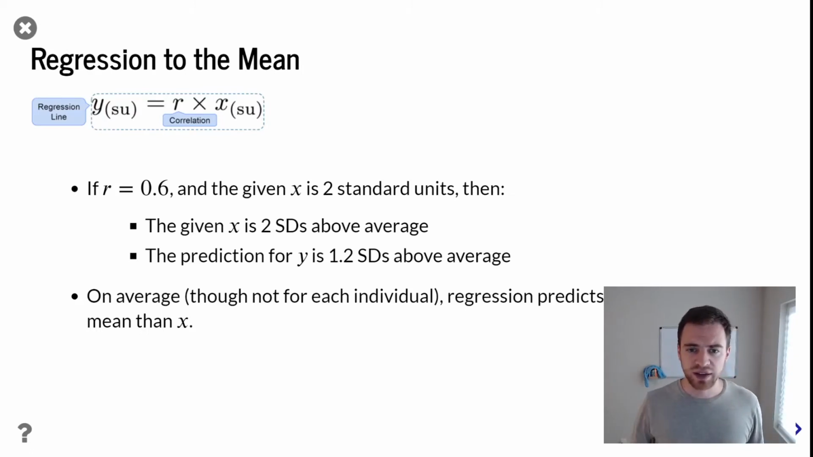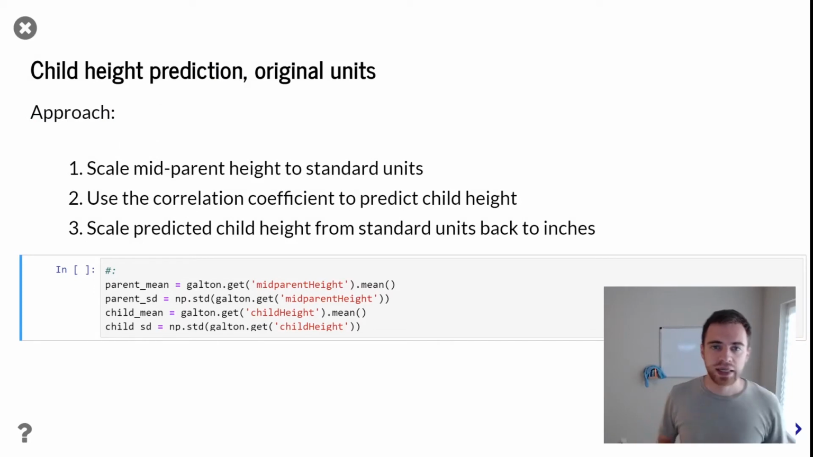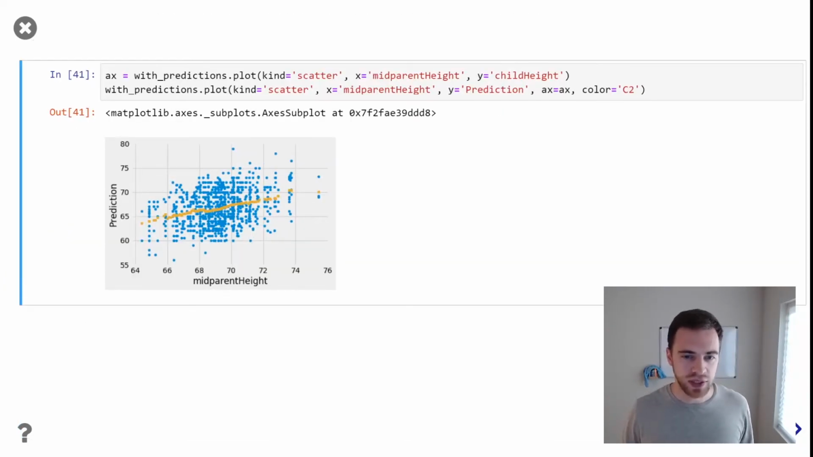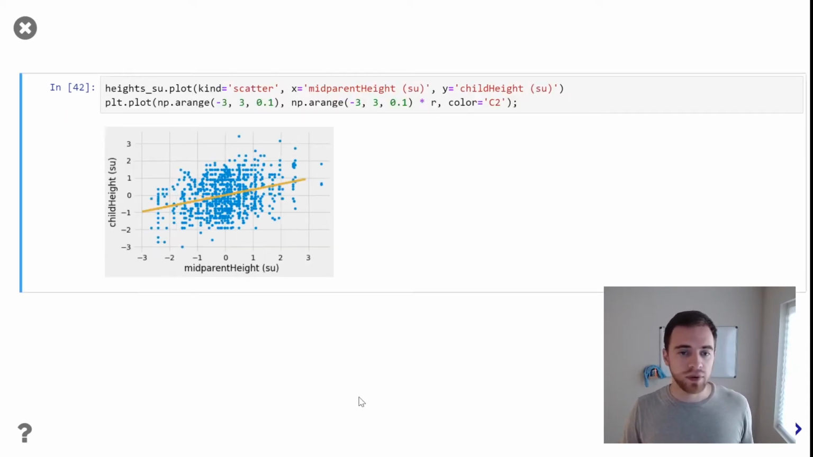This is just repeating what I said on the previous slide. Let's take a step back and say, what if I want to work in the original units, for example, inches? I can always make my prediction by converting the data to standard units and then converting my input. Say I want to predict the child height for a parent who is 1.5 standard deviations above the mean. If I'm given the mid-parent height in inches, I could convert that to standard units, make my prediction, then convert back.